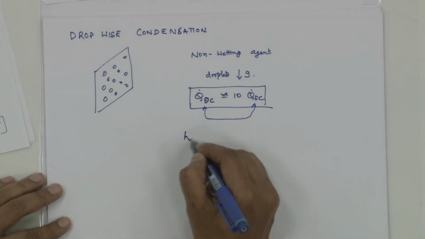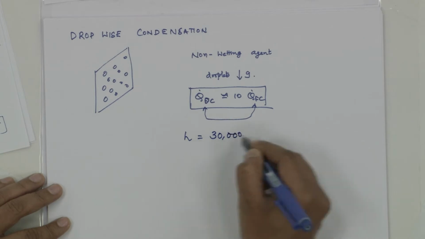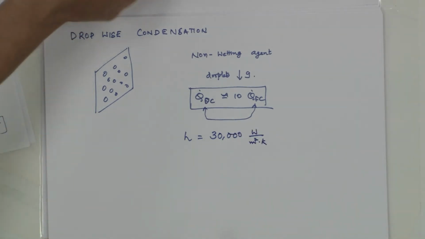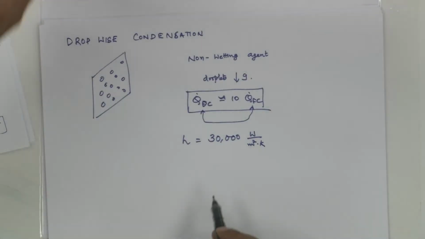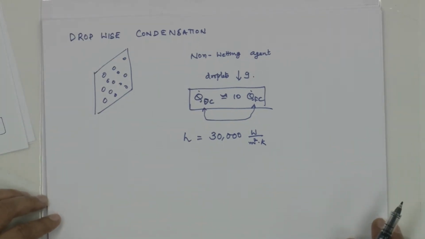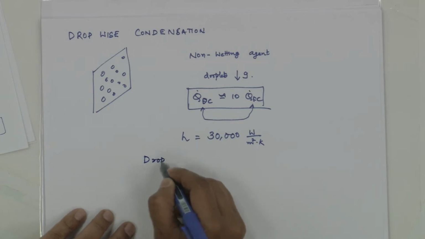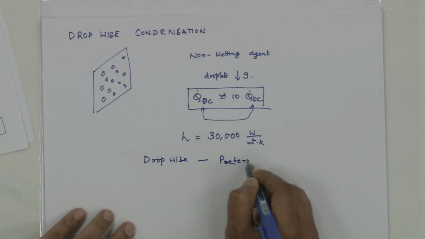And the heat transfer coefficients in the dropwise condensation are typically 30,000 watts per meter squared Kelvin. That itself will explain. I had just told you typically h was 11,700 for filmwise. For the dropwise, it is 30,000 watt per meter squared Kelvin. So generally we prefer dropwise condensation. This is preferred. But can I sustain?